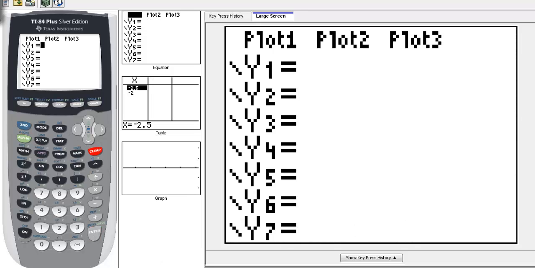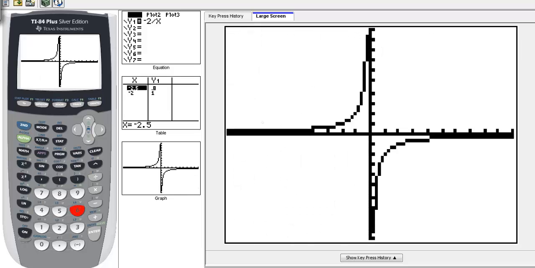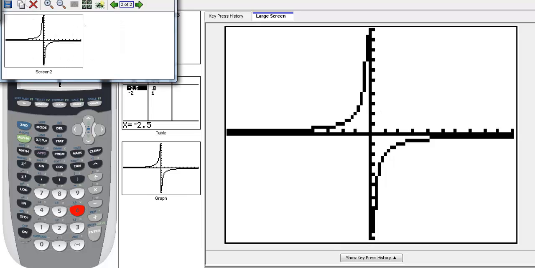If we graph this function, negative 2 divided by x, and I'm going to zoom standard, we can see there is a split in the graph at the origin. That's simply due to the fact that we have the x in the denominator, which cannot be equal to 0, so therefore it's undefined. And if we were to draw horizontal lines through the graph, is it ever going to cross more than once?